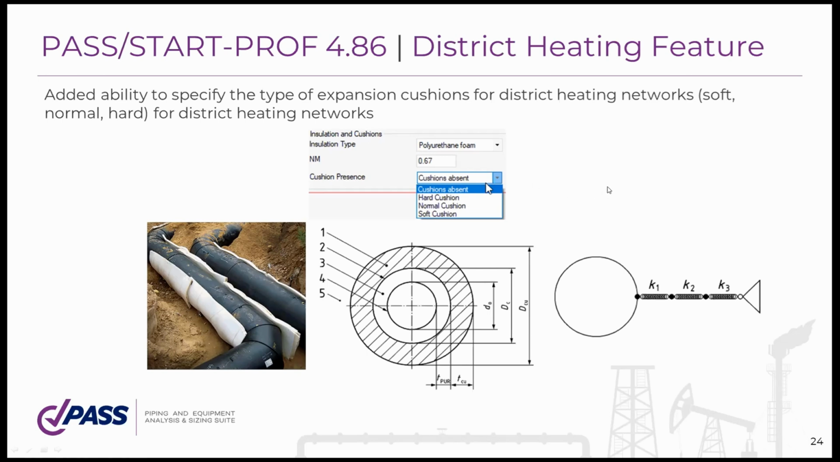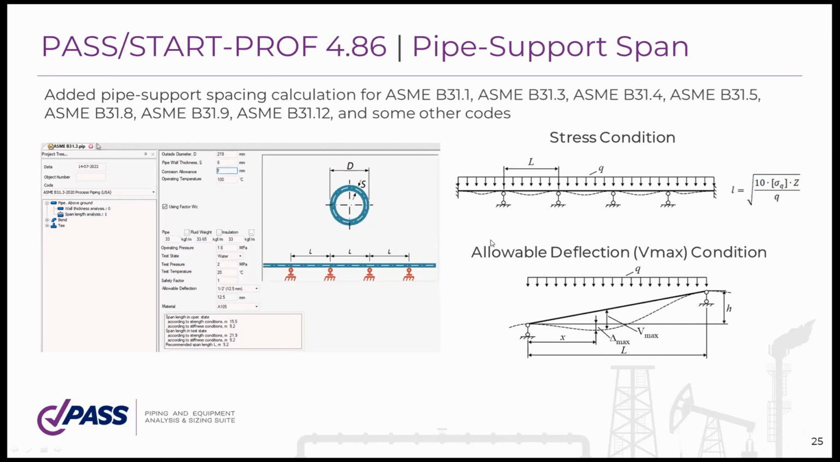Next one is the feature that allows you to calculate the span between the pipe supports using different codes, including the ASME B31 code. It uses 2 criteria. The first criteria is stress condition, and the second criteria is deflection. Of course, it uses the conditions individual for each code that you will use.